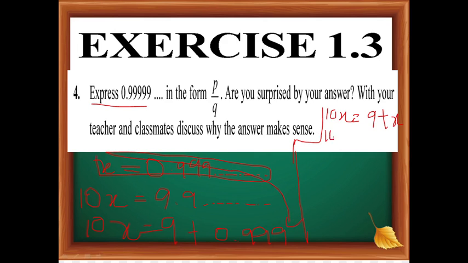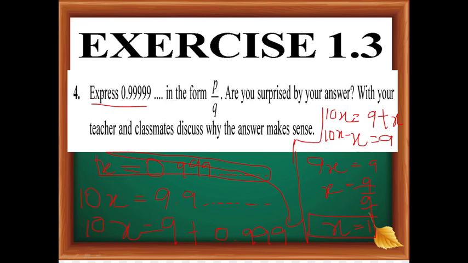Then 10x minus x is equal to 9. 10x minus x is 9x, so 9x is equal to 9. Then x is equal to 9 by 9. The 9 will get cancelled, and x we got is 1. Yes, we got the answer 1. Are you surprised by your answer?